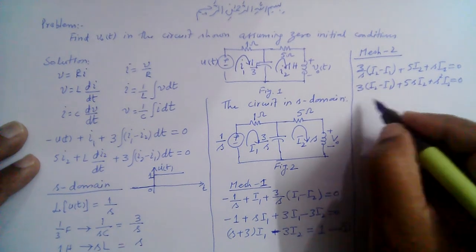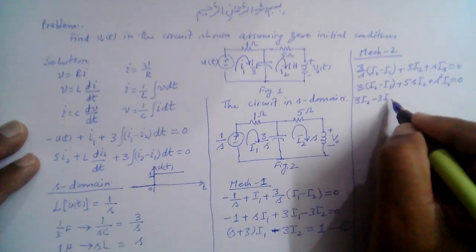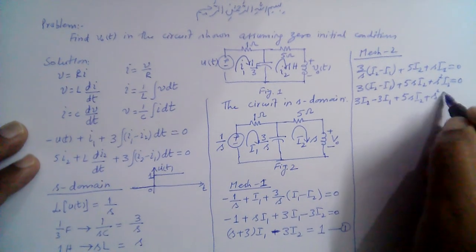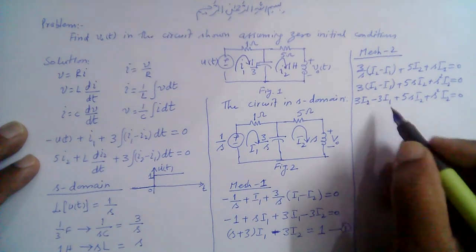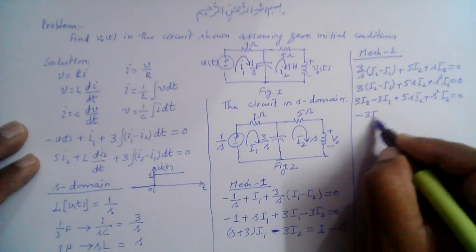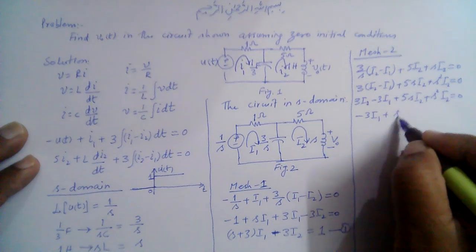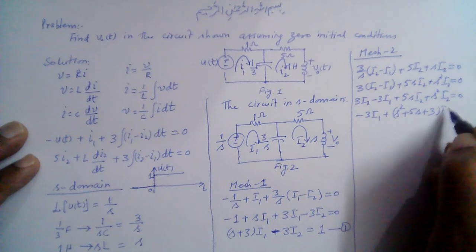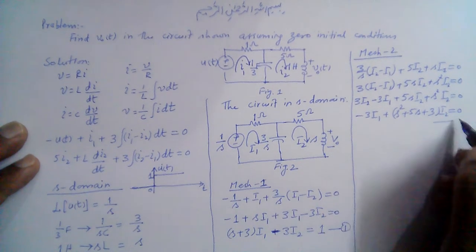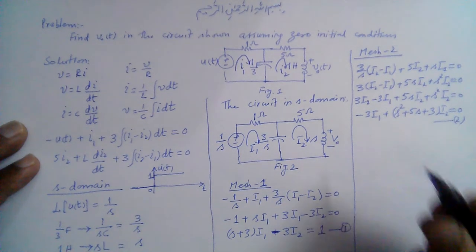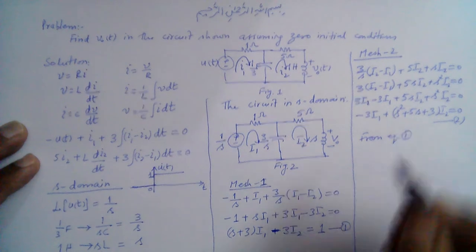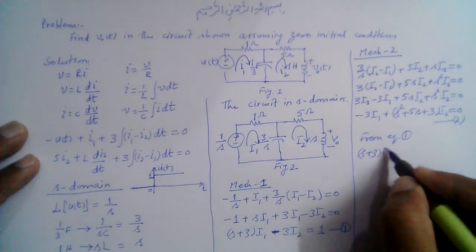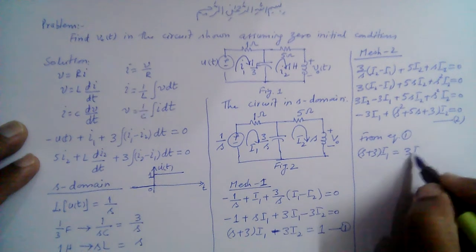So that will be 3 I2 minus 3 I1 plus 5 S I2 plus S square I2 is equal to 0. So that should be minus 3 I1 plus S square plus 5S plus 3 I2 is equal to 0. So that is our equation number 2. And from equation 1, we can find out the value of I1. So from equation 1, S plus 3 I1 is equal to 3 I2 plus 1.